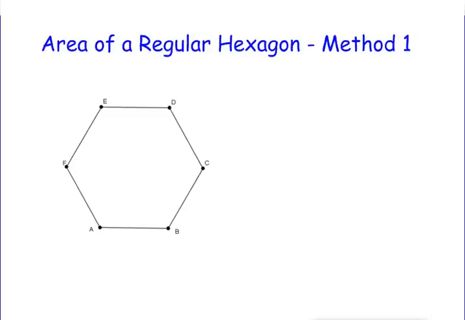Okay, in this video we're going to look at the area of a regular hexagon. And I'm actually going to give you two ways of finding this. The first way is kind of a shortcut method where you're going to know another formula to get there. And then the second way we're going to use the more traditional way of finding the area of a regular hexagon.